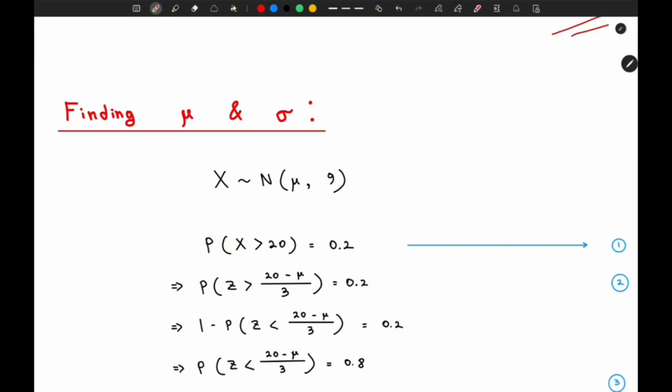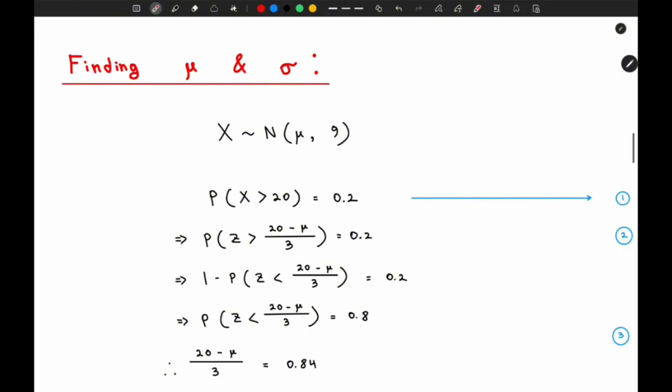Now let's look at another topic. In the previous sums, we have seen that they gave us a value of z and we need to find out the probability, right? But in this part, they will give you the probability and then you will need to find out the value of z or x, or the most common part, you need to find out the value of mean and standard deviation. So let's see how we can do this.